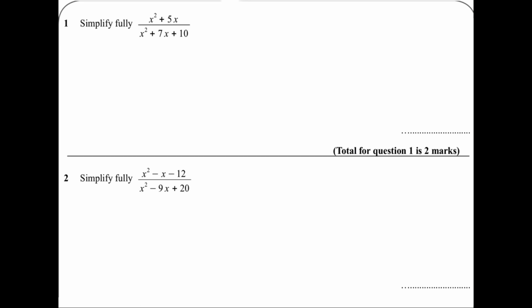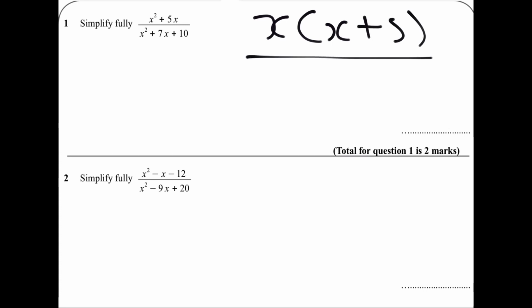So let's factorize x squared plus 5x. We know x is common in both of the terms, so what do we multiply x by to give x squared? We know it's x. And then what do we multiply x by to make 5x? We know it's positive 5. Then we put that over something.